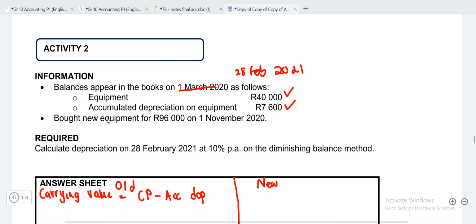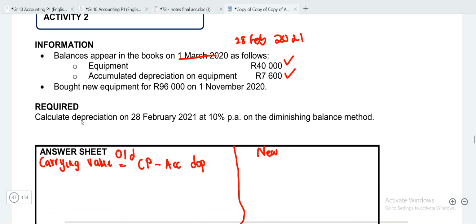They're saying that a new equipment was bought for 96,000 on 1 November. You can look at the date. Here is the 1st of March, here is the 1st of November, so this new asset is not included here. You can also see it in terms of the amount. So what we need to do is to get the carrying value. Remember we said it's going to be cost price minus accumulated depreciation. For the diminishing balance method, when you're dealing with an old asset, you must first get the carrying value.